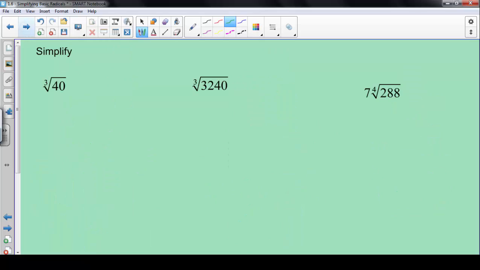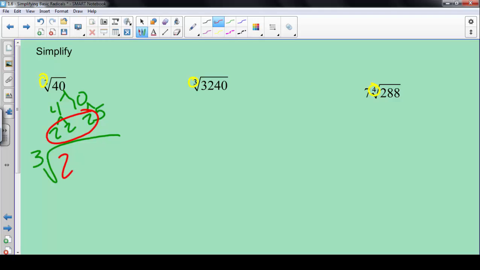So now notice the differences here is we've got a cubed root in all of these. And this last one's a 4th root. So that just means instead of what squared gets us to the number, we're asking what cubed gets us to that number. So it's going to work the same way. Just always start with your factor tree. But now instead of squares, we want cubes. So you want groups of 3.